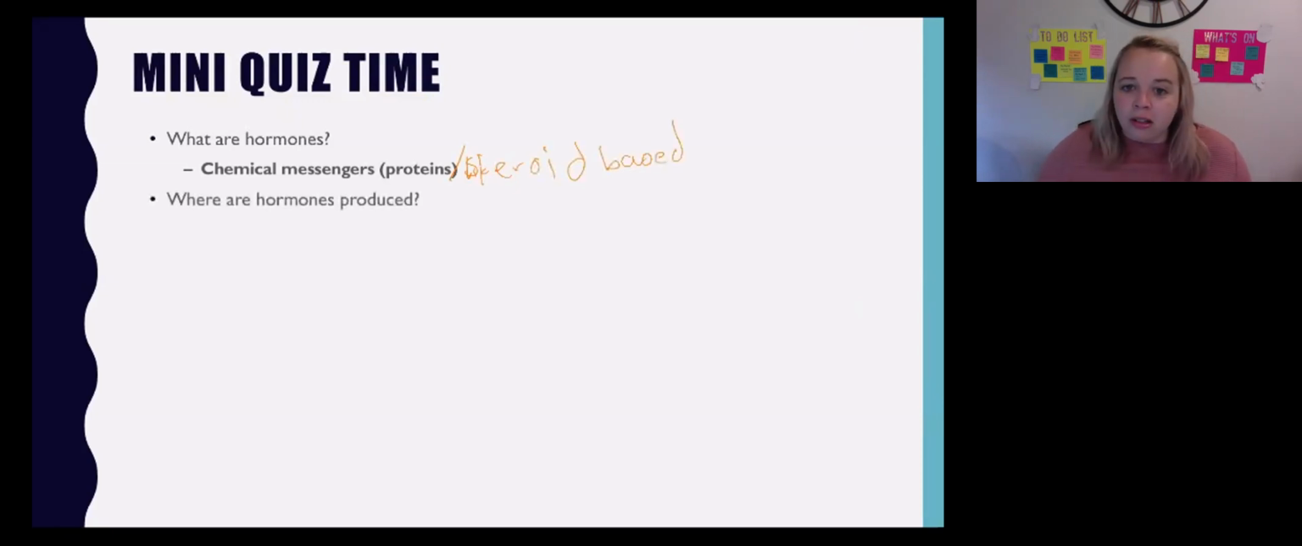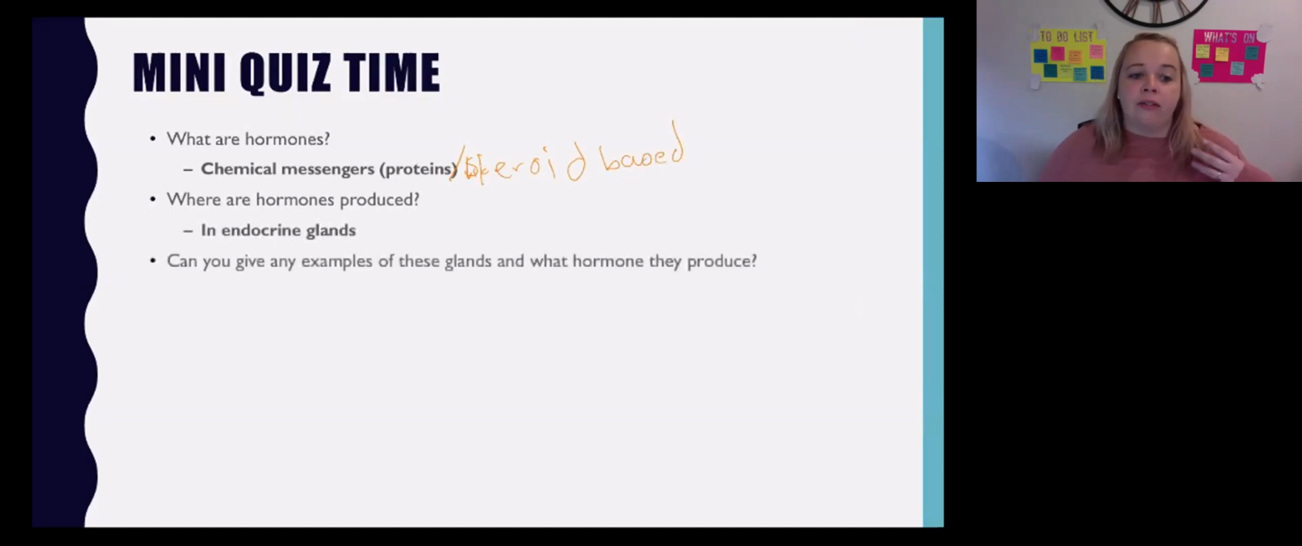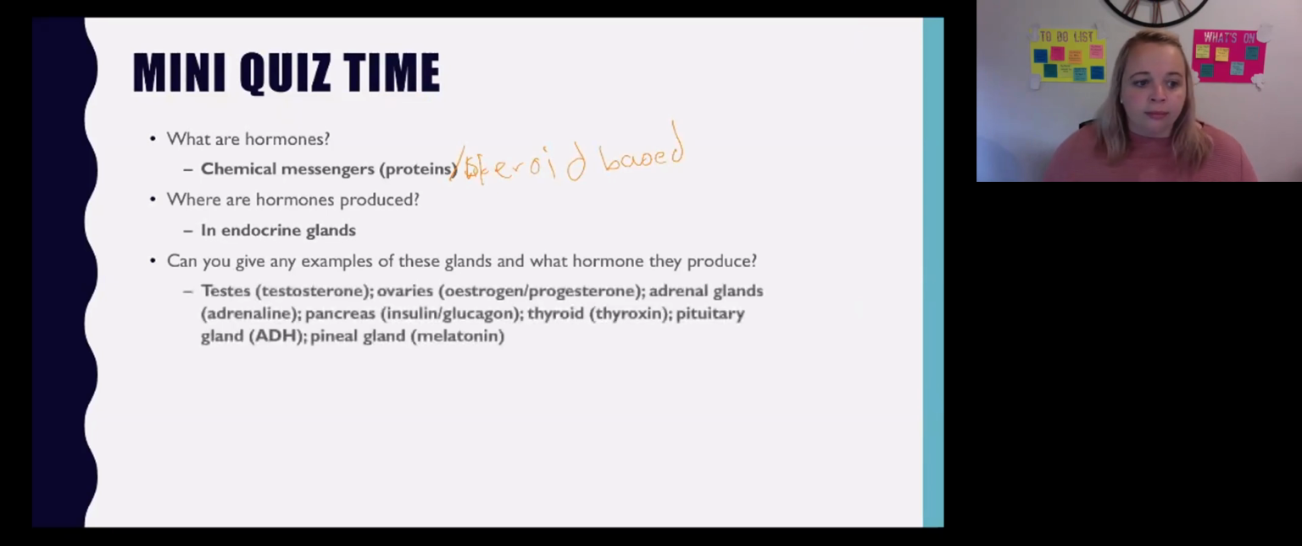Where are they produced? Hopefully you wrote down that they're produced in an endocrine gland. So you can have a bit of a pause and think about some examples of these glands and hormones. So give me the gland and then the hormone.